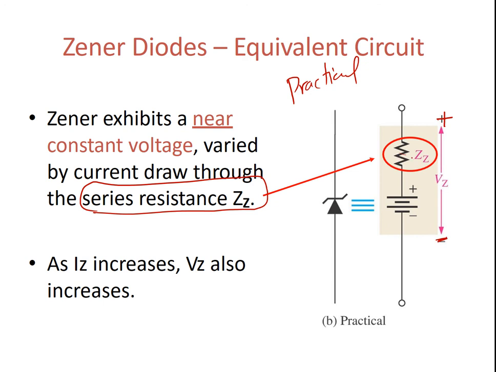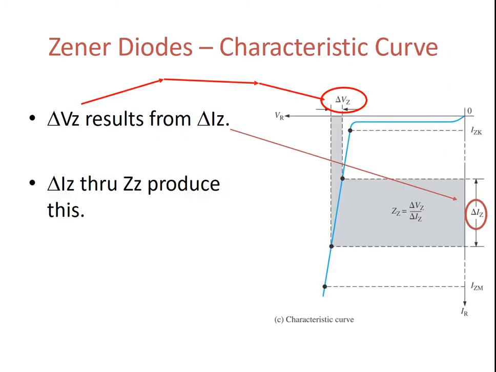For example, here we are getting a constant supply of 10 volt, and the current IZ is flowing here. Due to this current and this resistance, there will be a voltage drop here, which will be called VZC. So the total voltage drop will be the constant plus the drop here, and this drop depends on the flowing current. We can calculate this ZC value from the IV characteristics curve.